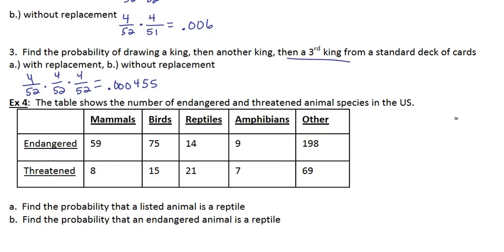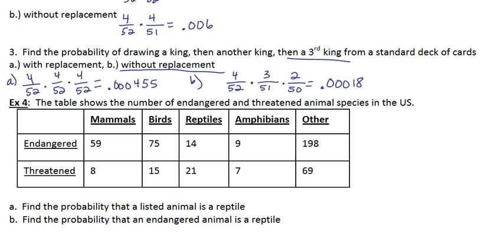All right, but even smaller probability is now without replacement. So now there's 4 kings in the deck. On my second draw, there's only 51 cards left, and there's only 3 kings left. So assume I picked a king out, and on my third draw, there's only 2 kings left, and there's only 50 cards total. So 0.00018 for that one. Wow. Very small probability.